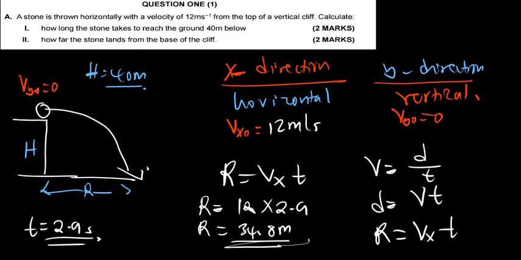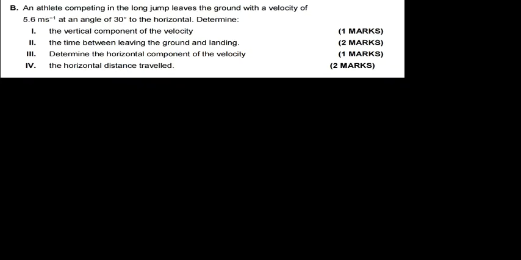Now I'll go to part B, the same question but part B. The question is saying an athlete competing in the long jump leaves the ground with a velocity of 5.6 meters per second at an angle of 30 degrees to the horizontal. Determine part A, the vertical component of the velocity, and part B, the time between leaving the ground and landing. Before I even finish the question, this is under case 2. Give me time to explain case 2.